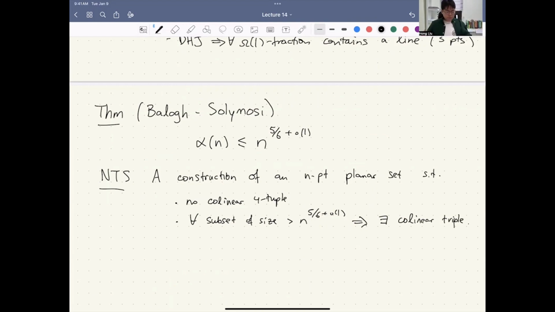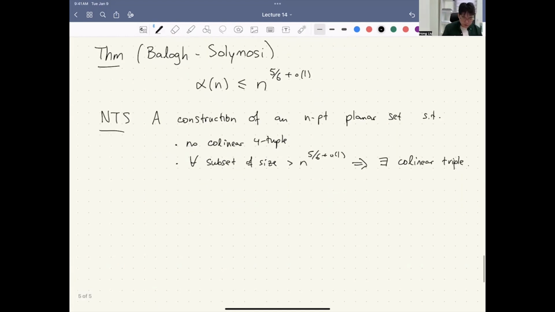The idea is the following. At a very high level, but okay, let me first give the sketch of the proof, the idea.